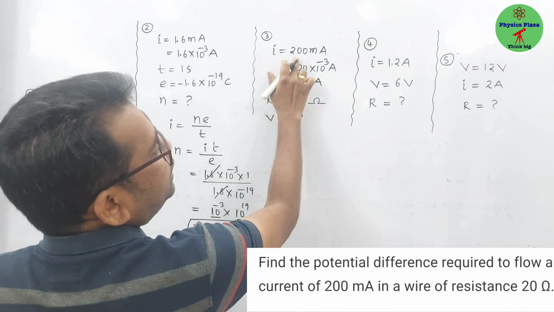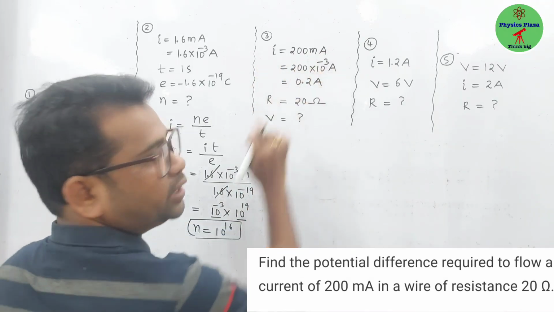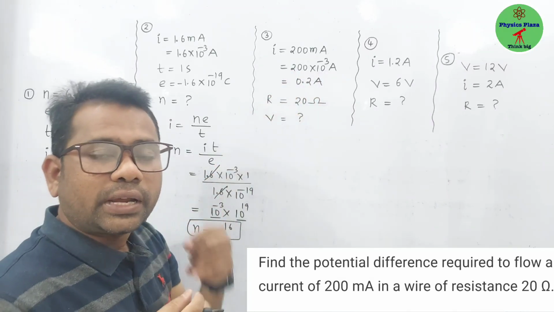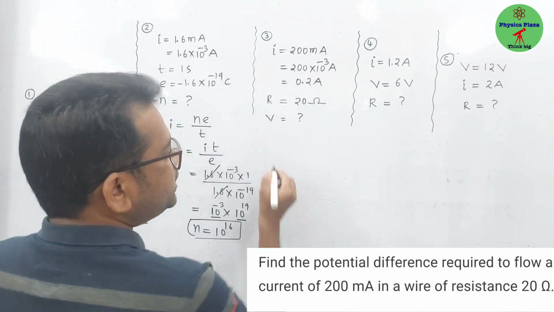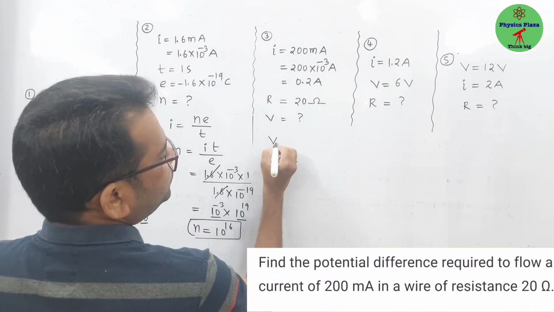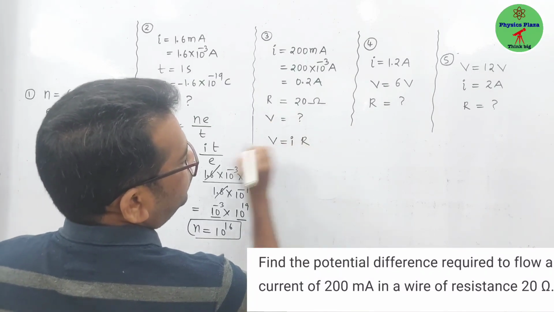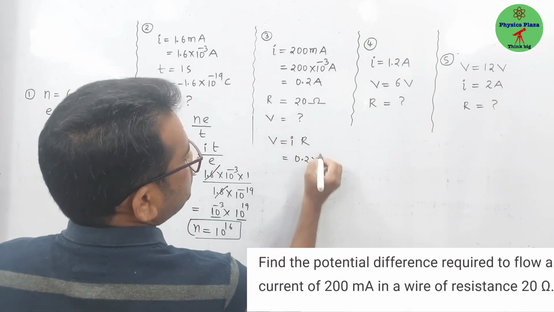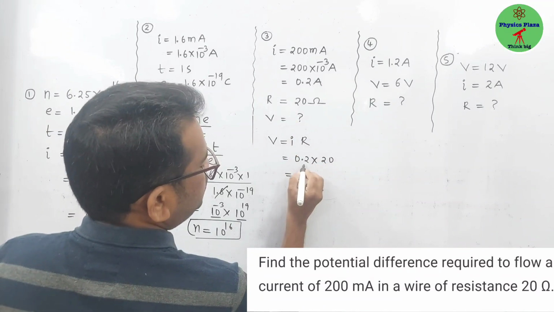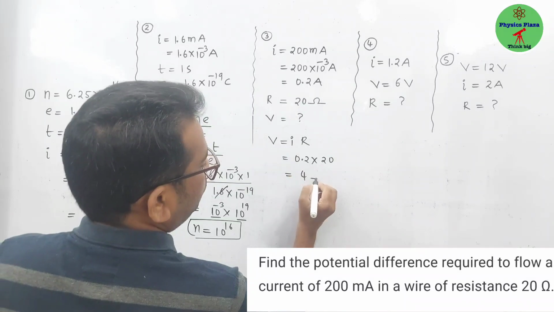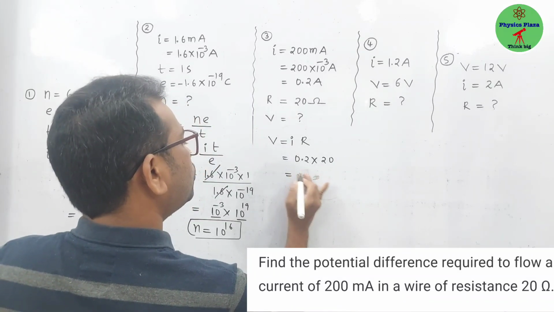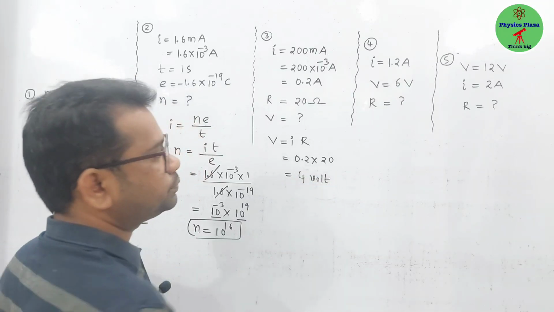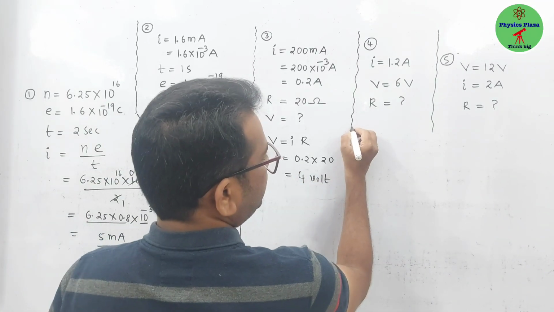Your current is given, 200 milliampere. Milli means 10 power minus 3. So 200 into 10 power minus 3 will become 0.2 ampere. Now they are asking us to calculate the potential difference based on Ohm's law. According to Ohm's law, V is equal to IR. So the I value is given, 0.2, into R value, 20. So 0.2 into 20 will be 4 volt. Sorry, it's not ohm, right? So it is 4 volt. That's it. Now come to the fourth numerical here.